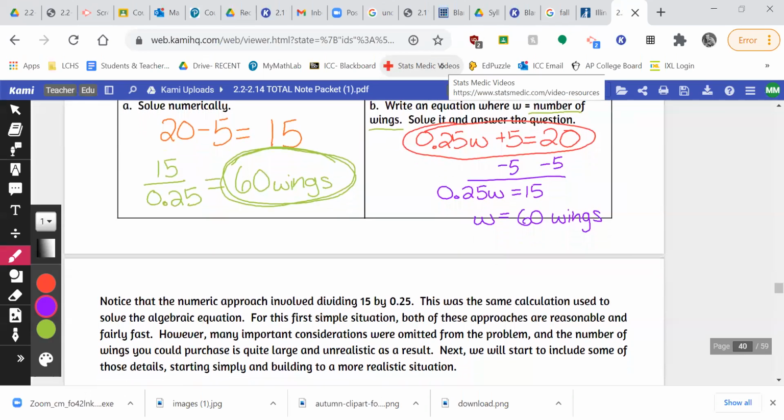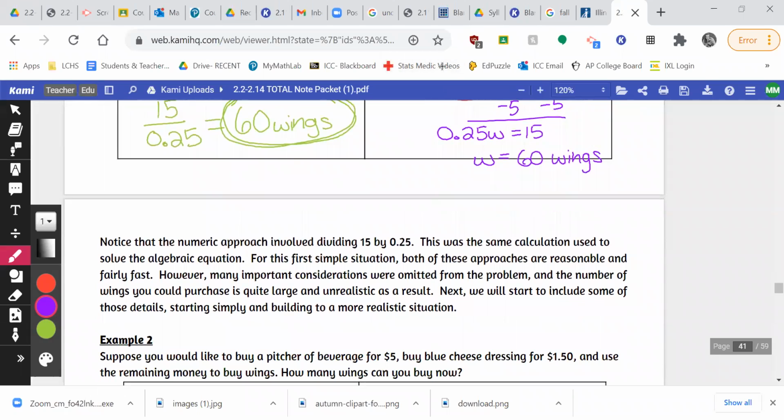Okay, so notice that in the numeric approach, it involved dividing 15 by 0.25. This was the same calculation used to solve the algebraic equation. For this first situation, both of these approaches are reasonable and fairly fast. It's pretty reasonable to do either the numeric or the algebraic.